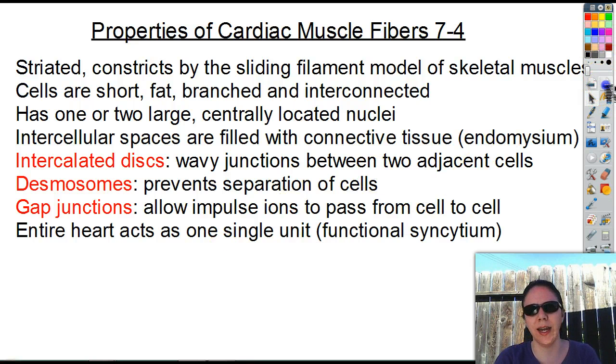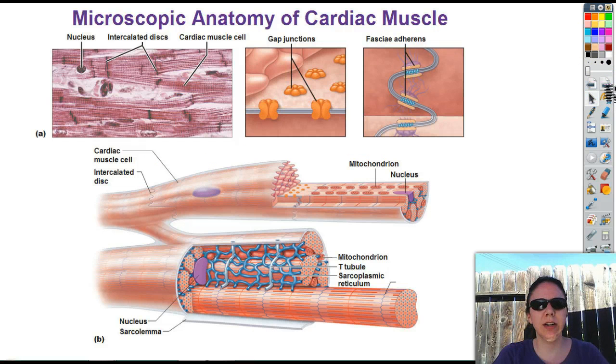Alright, so let's take a look at a picture. So here's some of the main features that we said about cardiac cells. So here's some big old fat nuclei. You can see these in here. You can see the little wavy intercalated discs. We can see that the muscles themselves are kind of striated, not as much as skeletal muscle. We have gap junctions, which are these cute little flower looking thingies.